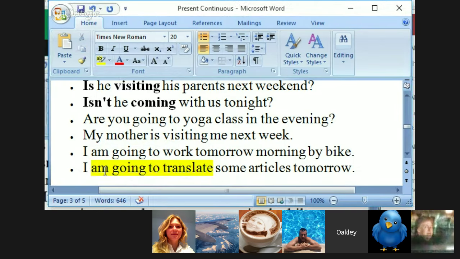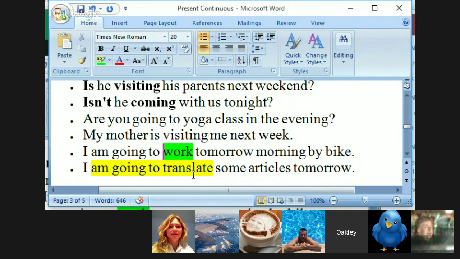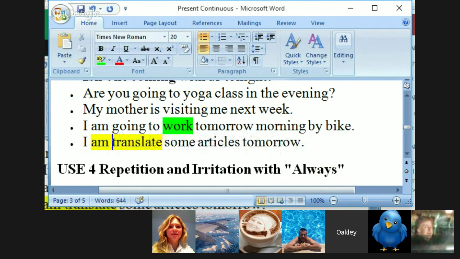That's right. If you're going to use the verb to be, going to, and the verb, that's simple future tense. It's confusing in this earlier one. That's the reason I said it was confusing, because this really is a present continuous, because work is actually a noun here, not a verb. A place, work. Okay. All right. So how can you convert this one from future tense to present continuous, which you could? Quite easily. I'm translating. Simple enough. I'm translating some articles tomorrow.